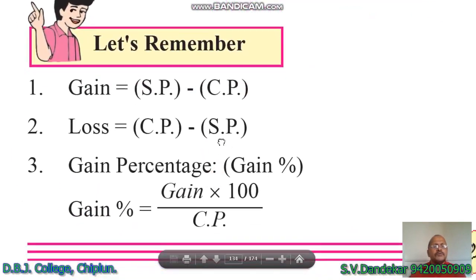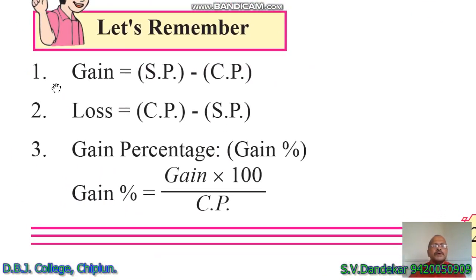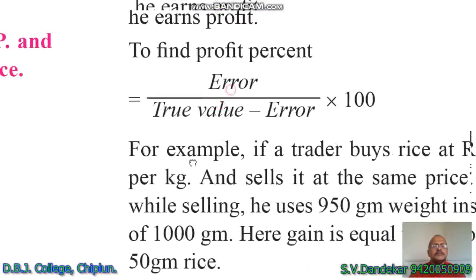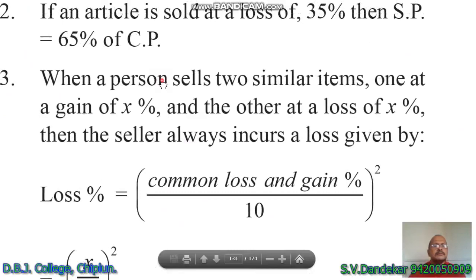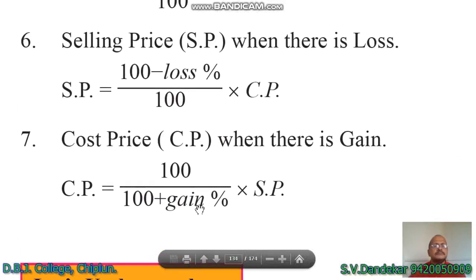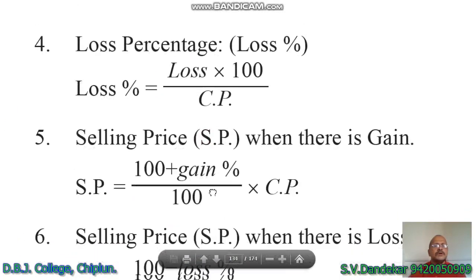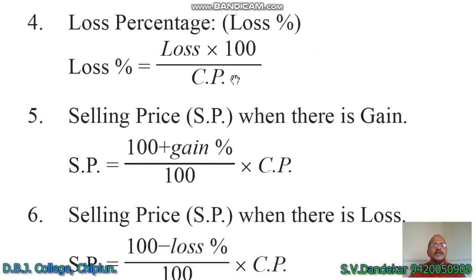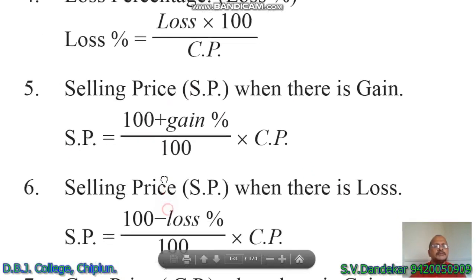Some formulae which you already know. First one, gain is equal to selling price minus cost price. Second, loss is equal to cost price minus selling price. Third, percent gain is equal to gain into 100 upon cost price. Loss percent is equal to loss into 100 upon cost price.